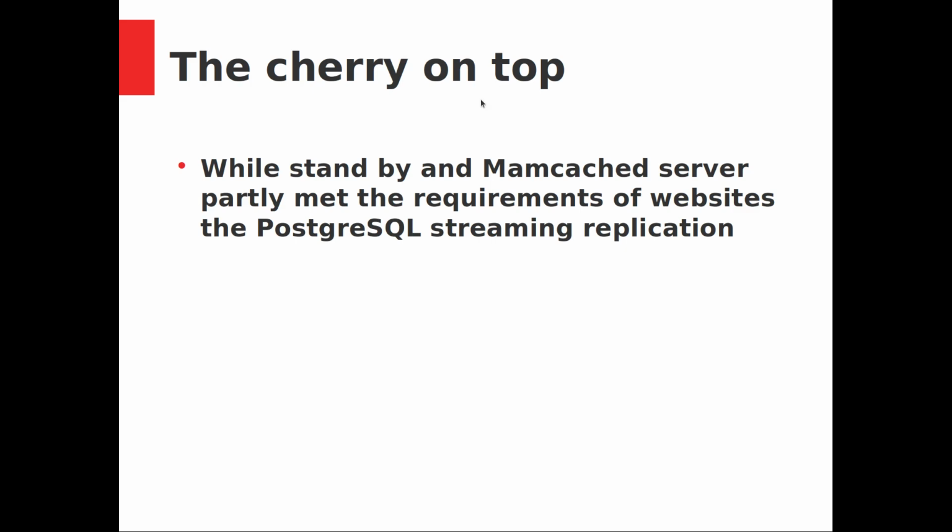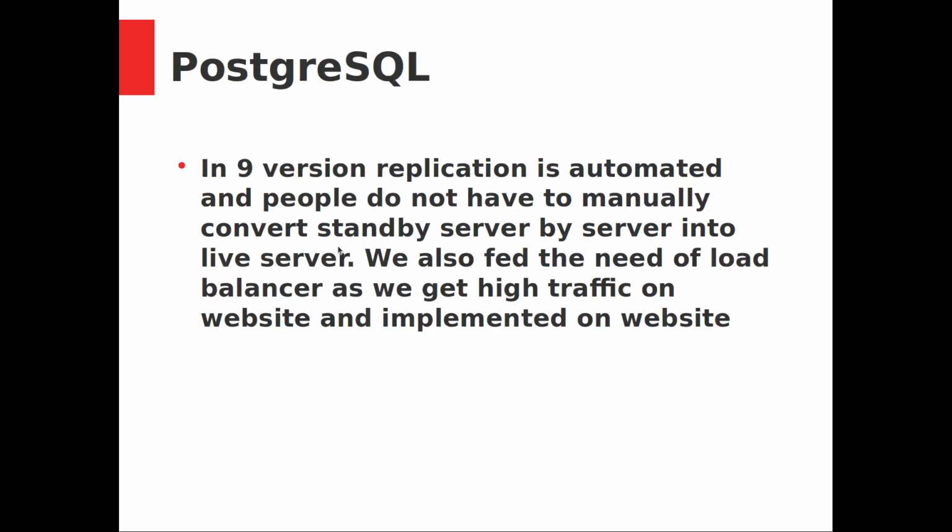The cherry on top: standby and memcache server partly met the requirement of the website, and then came Postgres streaming replication. Replication means that in a distributed environment, when data is stored, it is stored on multiple servers, replicated on multiple servers. That is the plus point of the distributed system, not like the client-server system where information is stored on one server. It is stored on different servers in the network. That is the property of replication.